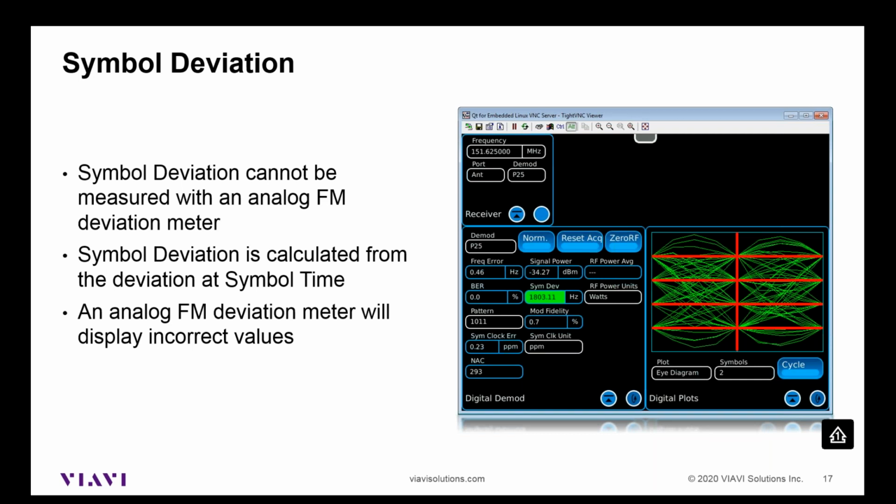Now, I'll talk a little bit about the symbol clock error here in a moment, but if we had any symbol clock error, we would be able to see that on that eye diagram as well. And again, this is just one of those things that you can look at on a digital plot like this that you cannot visualize in any way on an analog device.